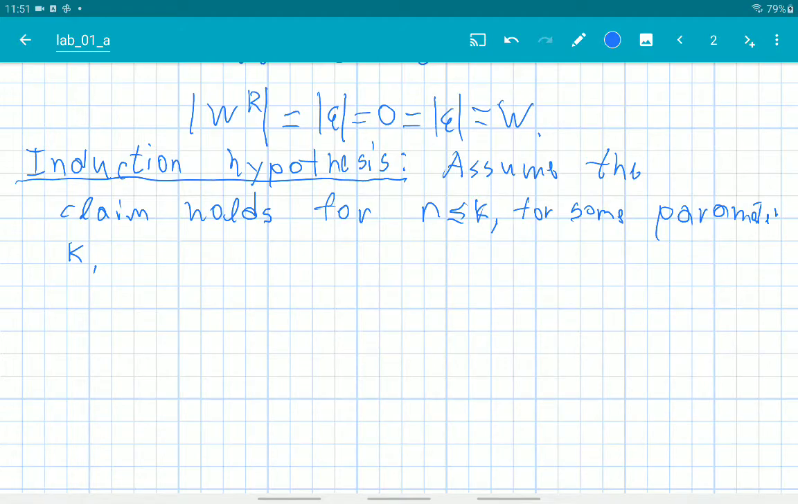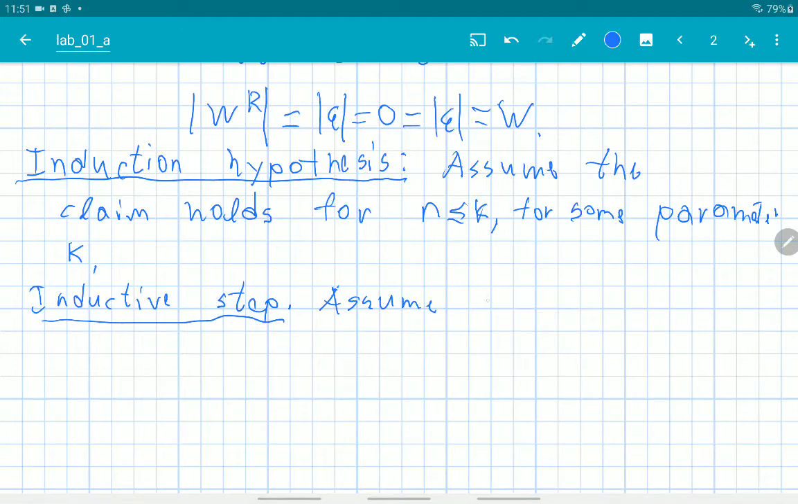And now what we need is the inductive step. Inductive step: assume w, the length of w, which is m, is equal to k plus 1.